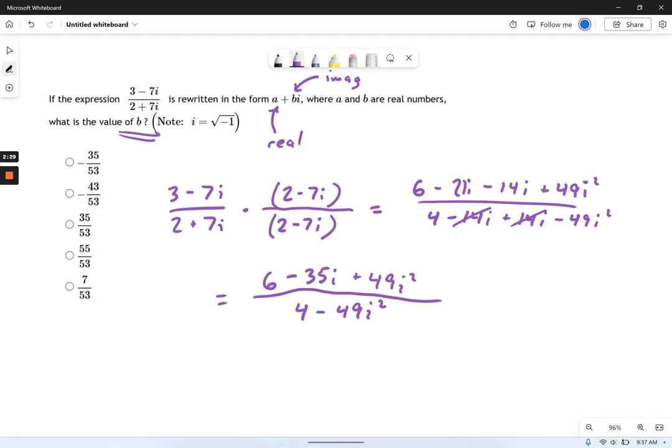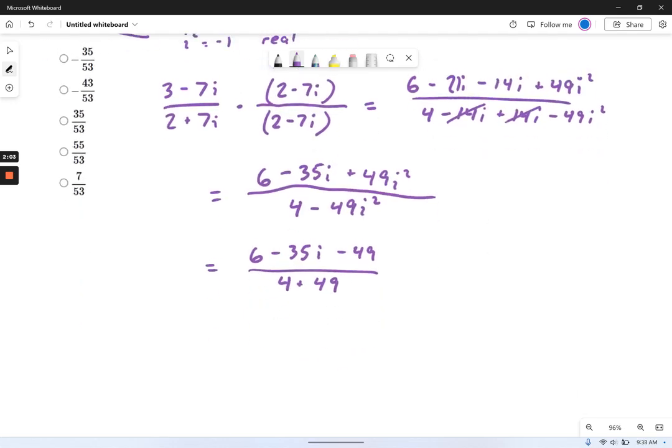Now I haven't used anything about i so far. And remember what i is. i is the square root of negative 1. So what's i squared? That means i squared equals negative 1. And we can use that right here. Watch what happens. We get 6 minus 35i, and this becomes minus 49, over 4 plus 49. Okay, just a little more and we'll be done.